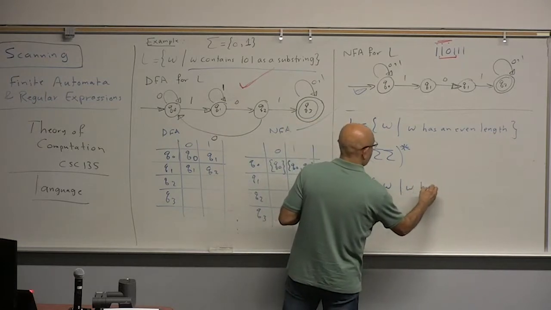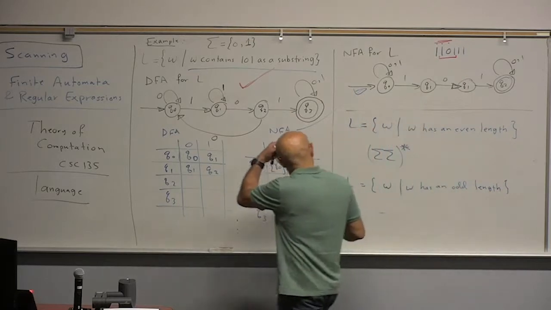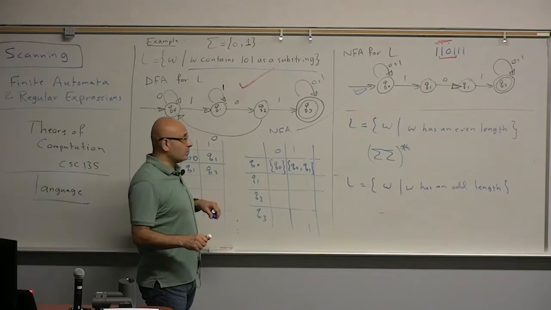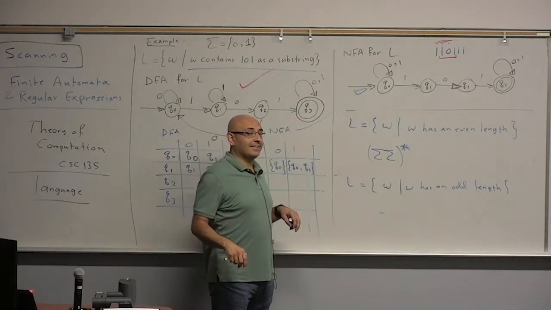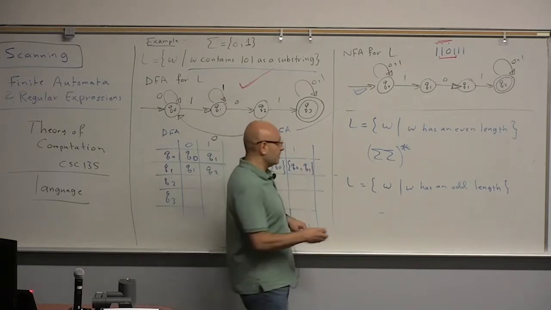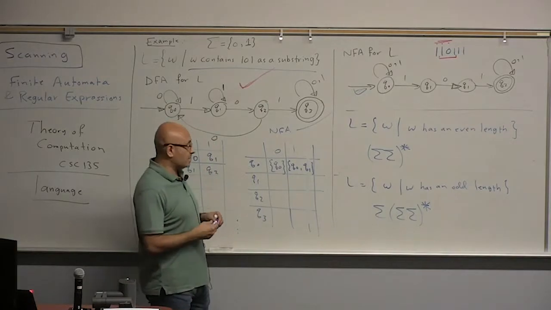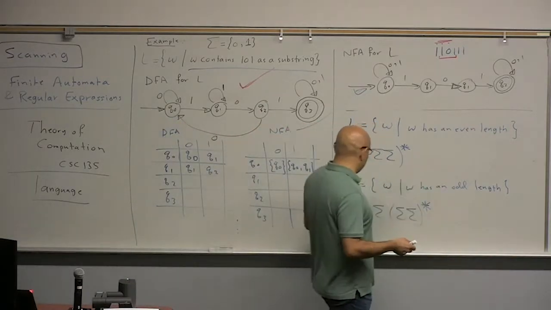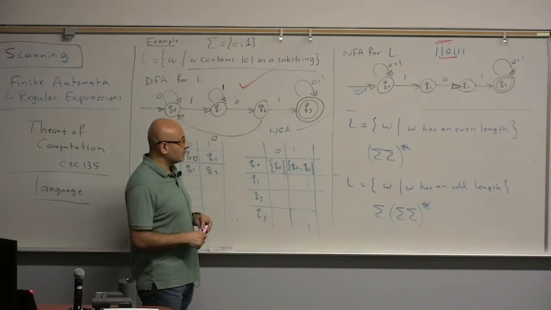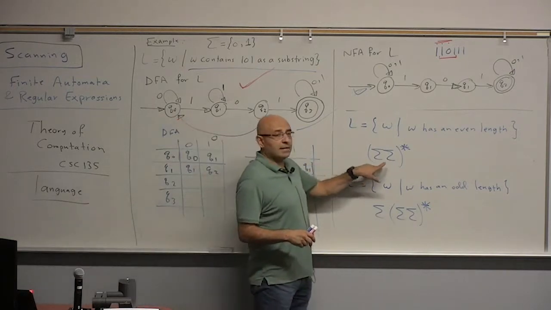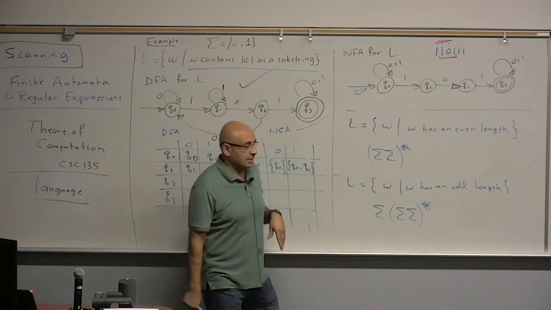Okay, W has an odd length. So it would be that with another sigma after the star. After or before? After, or it doesn't really matter. It doesn't matter. You can put it before or after. So if a string has an odd length, then you have to have at least one symbol, and after that you'll have an even length string. And a string with 0 symbols is considered an even length string. So 0 is considered an even number here.